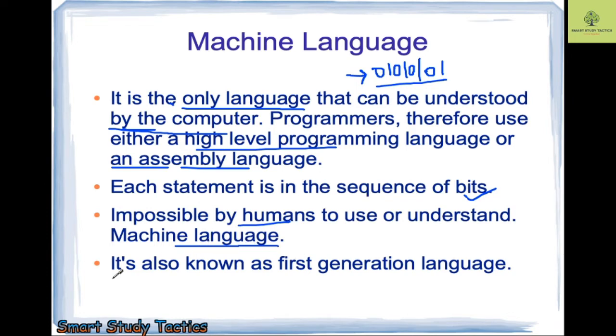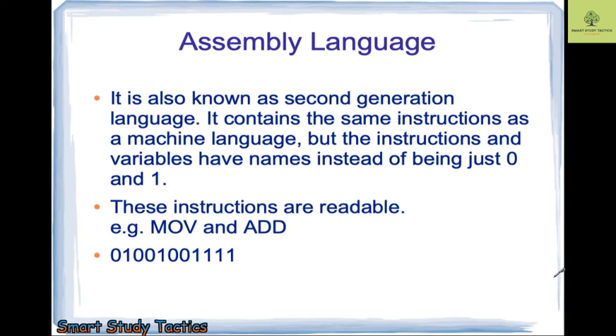Machine language is also known as the first generation language. Make sure of this for your MCQ purpose or your competitive exam purpose. Now we have the assembly language, also known as the second generation language. It contains the same instructions as machine language, but instructions and variables have names instead of 0 and 1, such as MOV, ADD and so on.